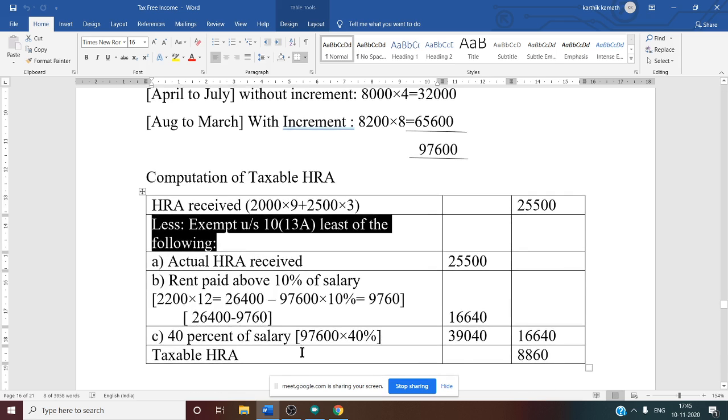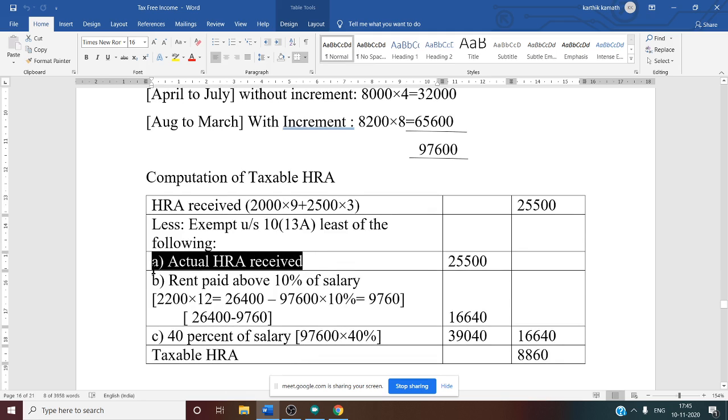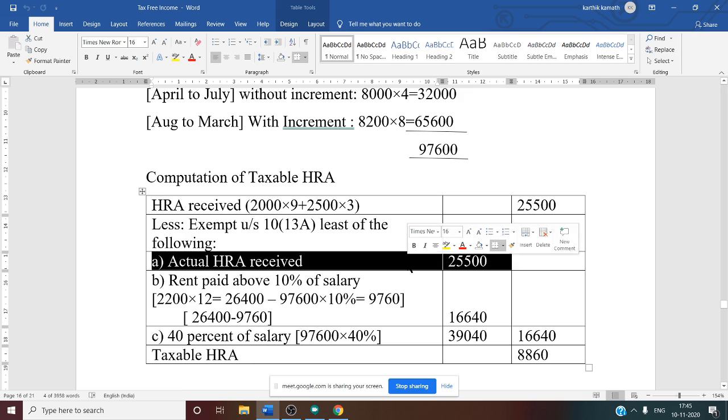Again we have to apply three conditions. First one, actual HRA received for the relevant period. Again, he stays for the entire 1 year. So we have to take the same figure we have written in the outer column. 25,500 itself is our actual HRA.